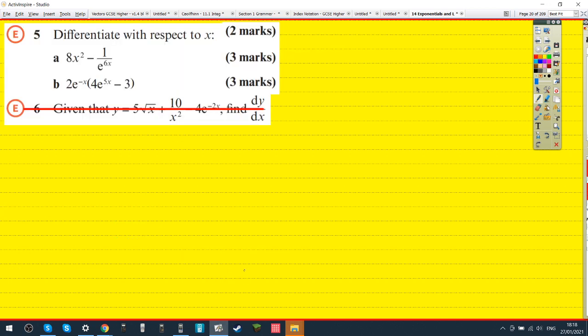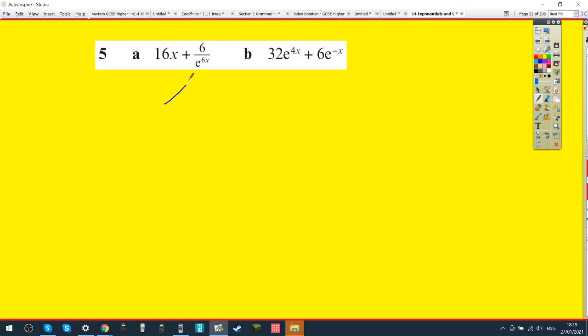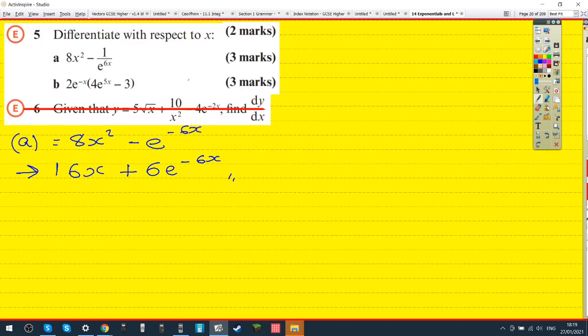Okay, let's try these. 8x squared minus 1 e to the minus 6x. Yeah. Okay. And then 16x plus 6e to the minus 6x. So let's check. 16x plus 6e to the minus 6x. Yeah, they didn't ask for it to be put back.